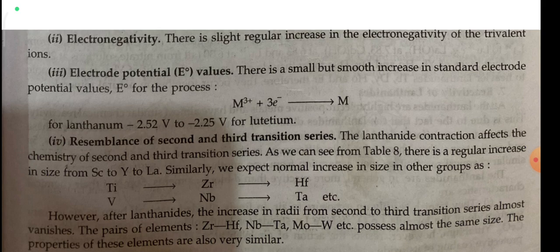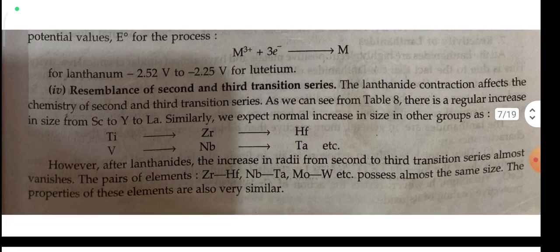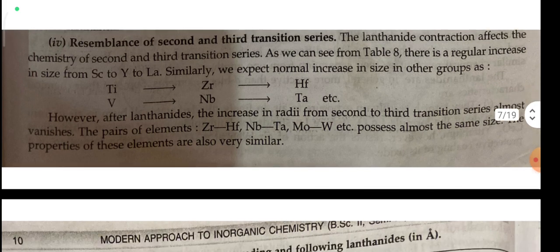Resemblance of the second and third transition series. The lanthanide contraction affects the chemistry of the second and third transition series. As we see in table 8, there is a regular increase in size from scandium to yttrium to lanthanum. Similarly, we expect a normal increase in size in other groups, such as titanium to zirconium to hafnium, and vanadium to niobium to tantalum. However, after the lanthanides, the increase in radii from the second to the third transition series almost vanishes. The pairs of elements zirconium and hafnium, niobium and tantalum, molybdenum and tungsten are almost of the same size. The properties of the elements are very similar.